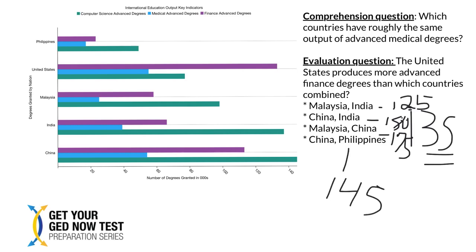So really, now we're evaluating. So this is looking at the data and making a decision based on it. So 135, 180 is greater than that, 175 is greater than that, 145 is greater than that, but our answer right here, 125. The U.S. produces more advanced degrees in finance than these two countries combined. So again, that's the skill of evaluation. Let's continue on with our lesson.